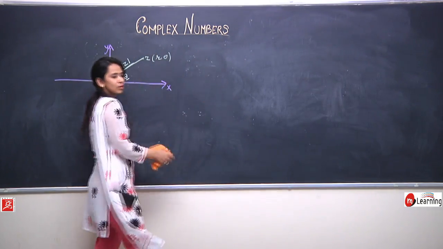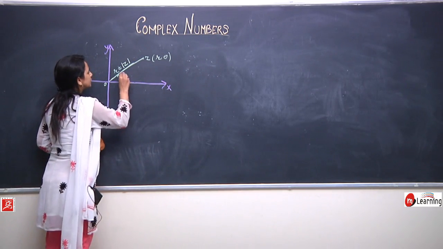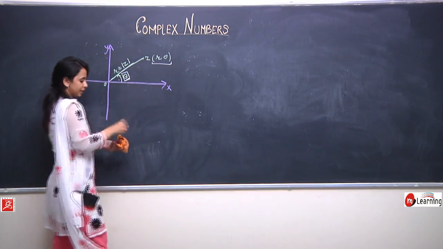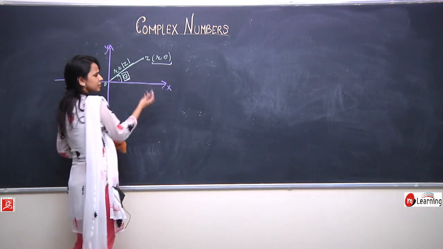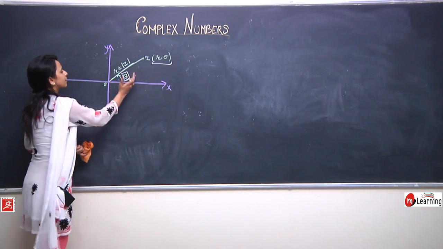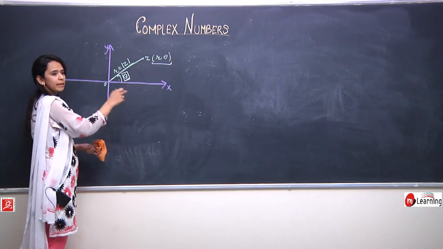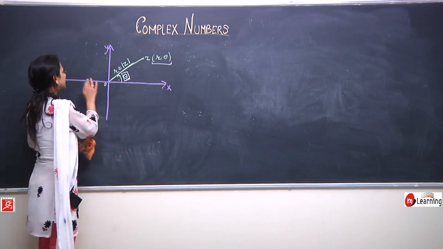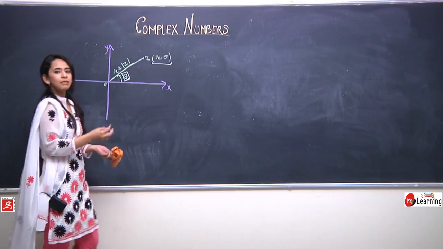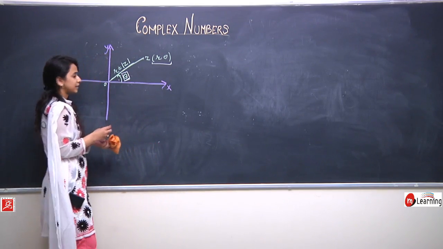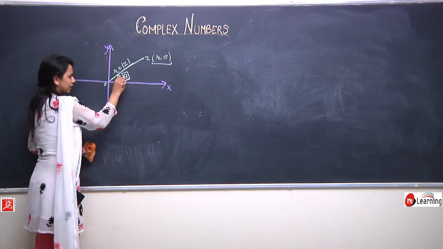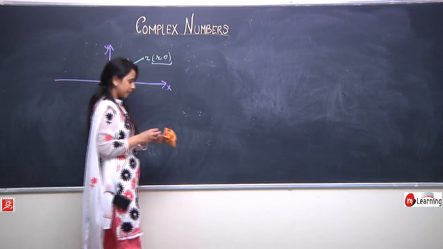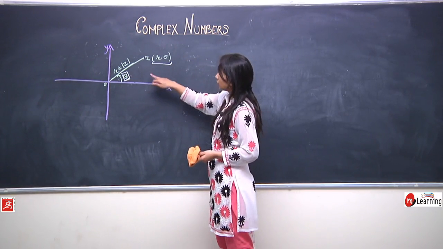So let us try to define a rule in which we can find some standard value of this theta, which we can represent here in the polar coordinates. This value of theta could be anything. For example, we can define it to be between 0 and 2 pi or between minus pi and pi. So for our convenience, let us say that any value of theta that lies between minus pi and plus pi, we'll call the principal argument of z.